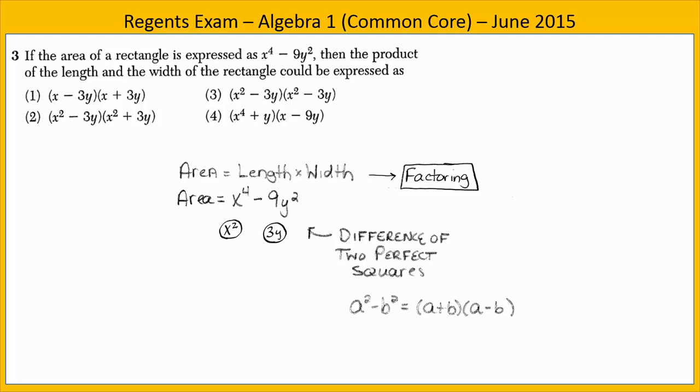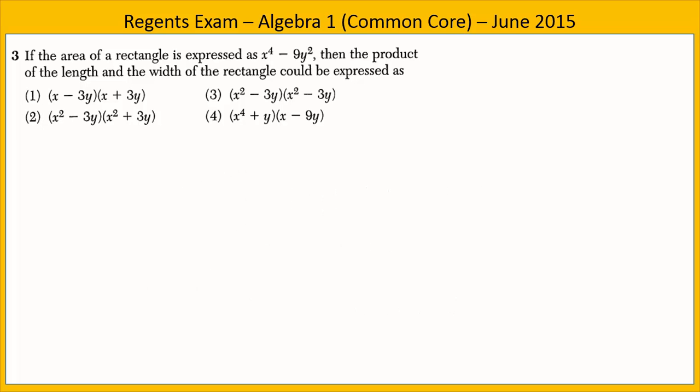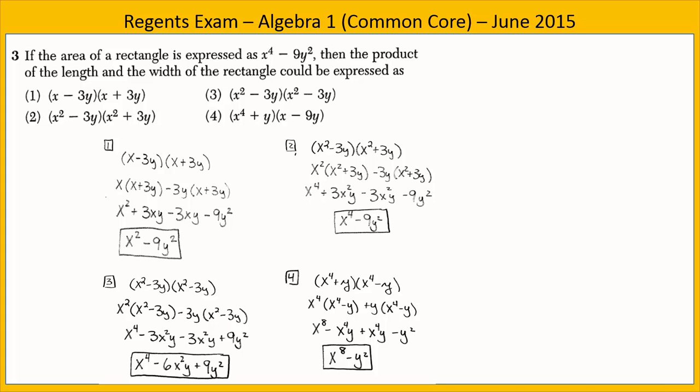The a value is x squared. The b value is 3y. We can factor this expression, therefore, into x squared plus 3y times x squared minus 3y. Look at the choices carefully and determine which matches this expression. Choice 2. Suppose you weren't sure how to factor that expression. You could take a longer approach. You could take each of the given choices and multiply them out. See which pair gives you x to the fourth minus 9y squared. When we do that, we see that we get that product when we multiply the binomials in choice 2. Again, choice 2 is our answer.